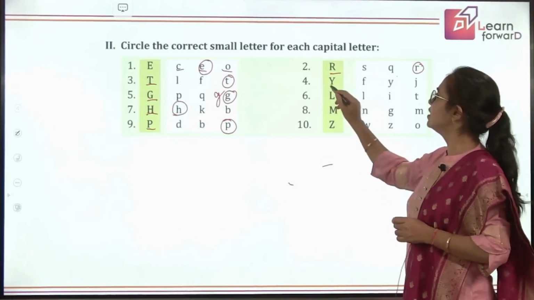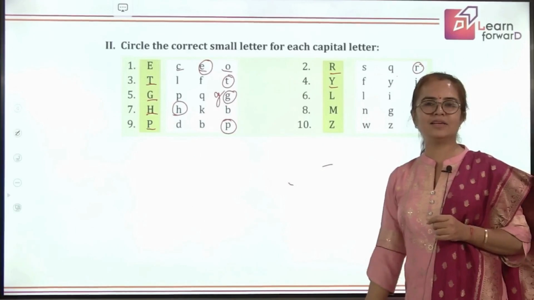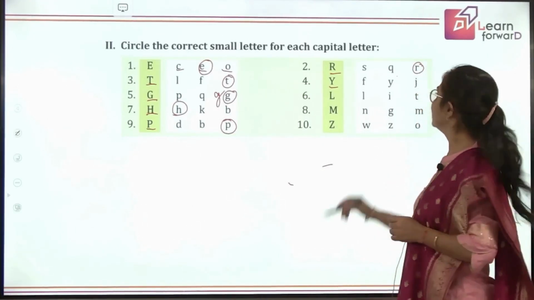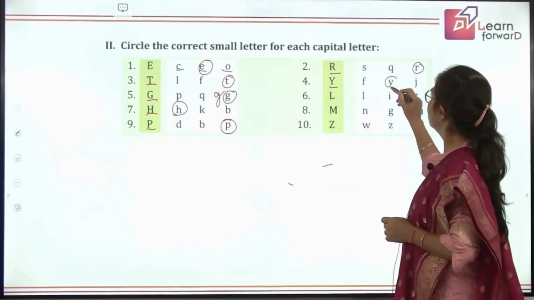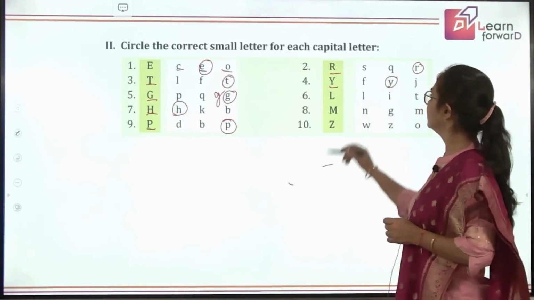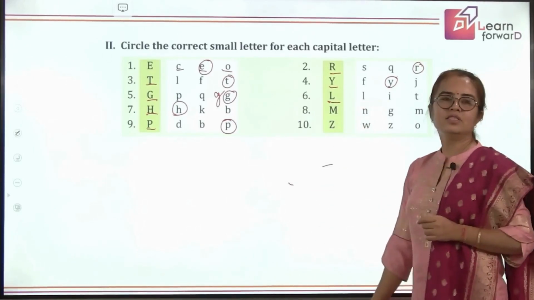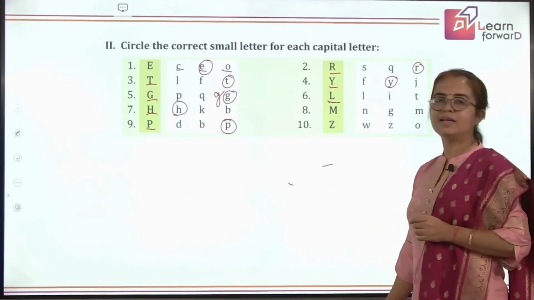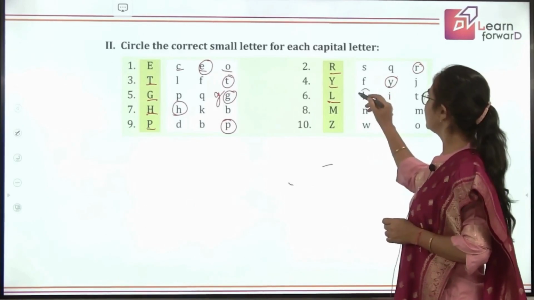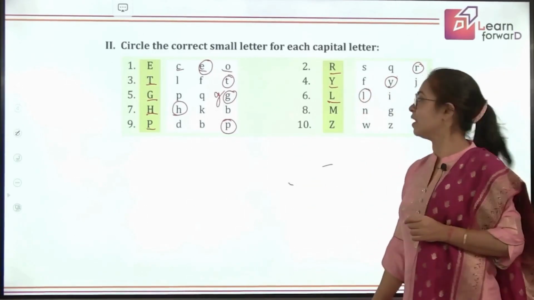Next is Y. Come on, who is going to give the answer? That's brilliant. The middle one is the letter Y in small letters. Next is, yes, L. So which one is L in small letters? Perfect. This is the first letter L.